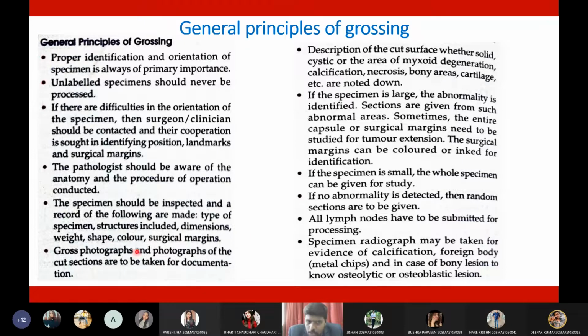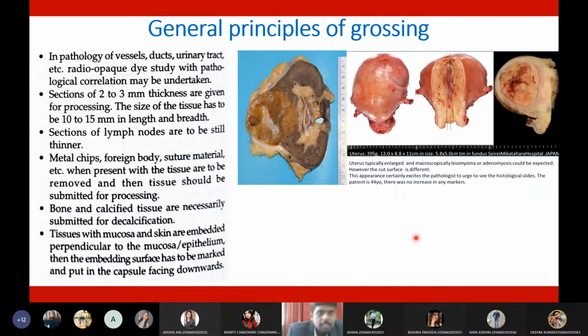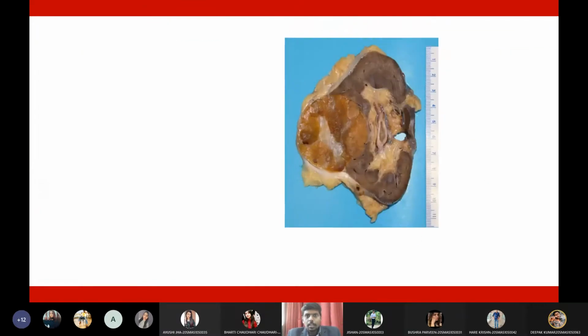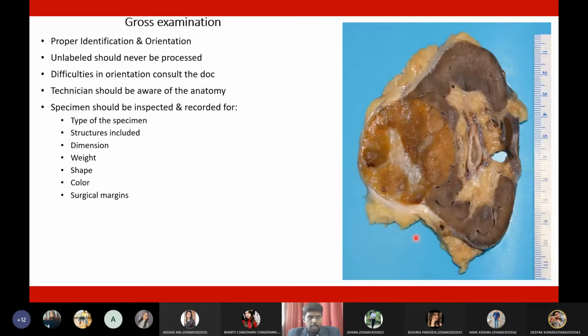You need to take a gross photograph of the specimen. You need to cut the specimen and describe the cut surface. If you get a large sample, then only the damaged part should be taken for tissue processing. If it is a small specimen, then you can use the entire organ for tissue processing. So these are the basic principles of gross examination necessary for a lab technologist.